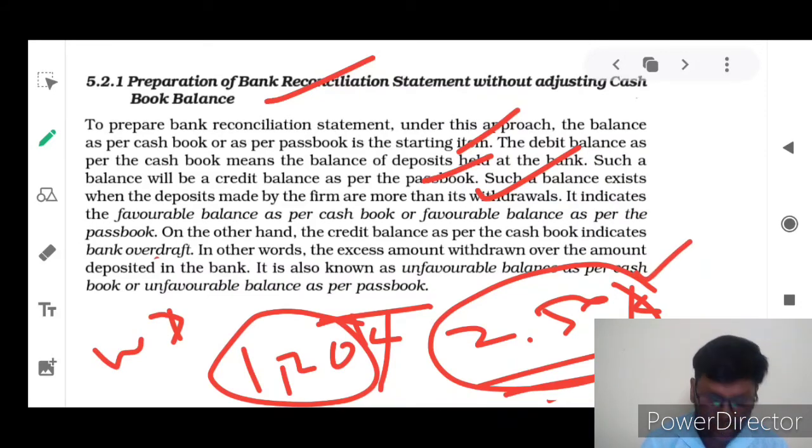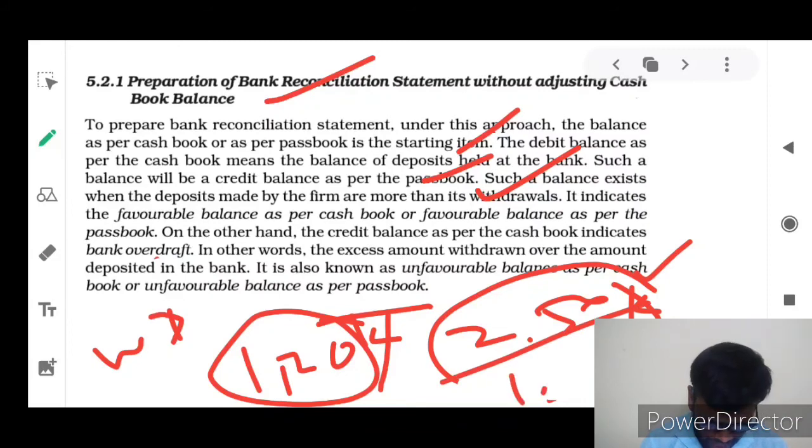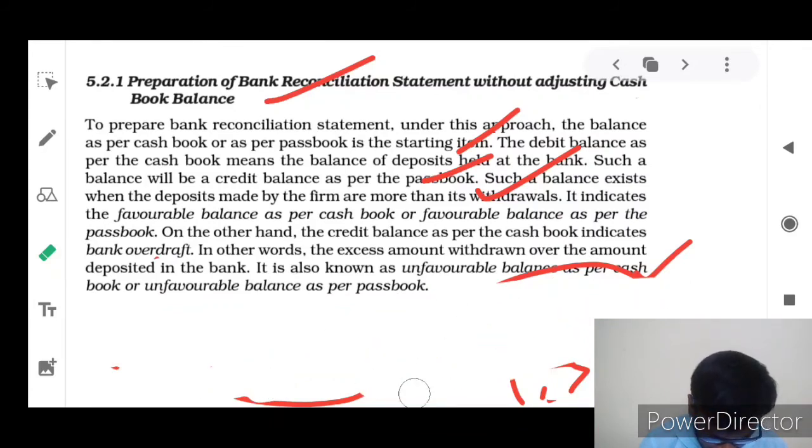So if we are deducting 1,20,000 from 2,50,000, then we are having an available balance in our bank account of around 1,30,000 rupees. 1,30,000 rupees we are having in our hand, isn't it? So deposits are more than the withdrawal, means that is a favorable balance. At the same time, withdrawals are more than the deposit, means that is an unfavorable balance. Okay, then favorable balance and unfavorable balance.